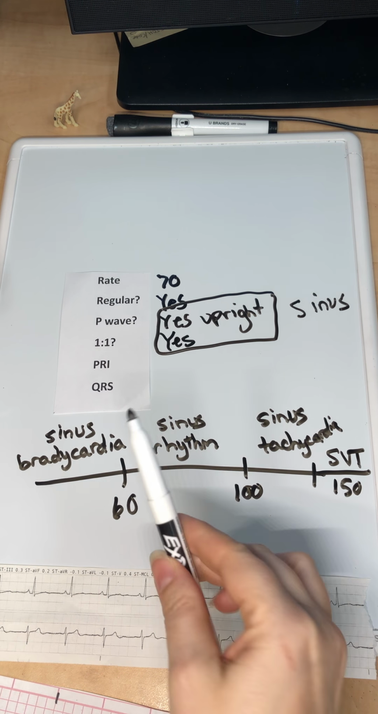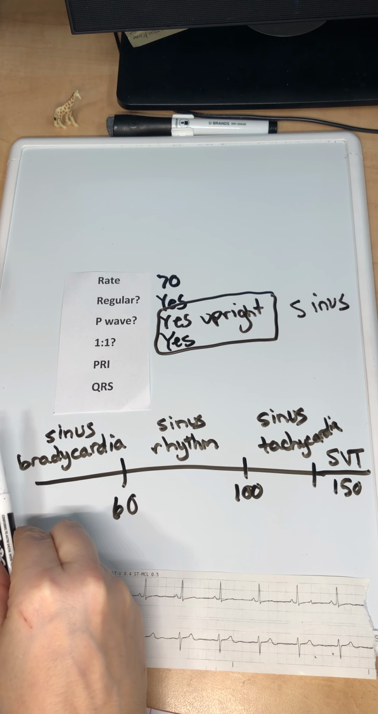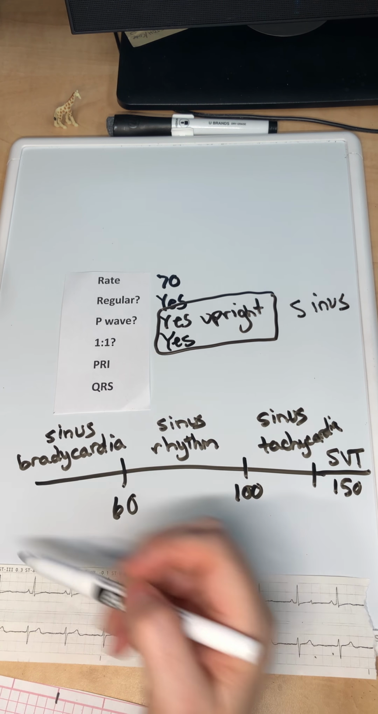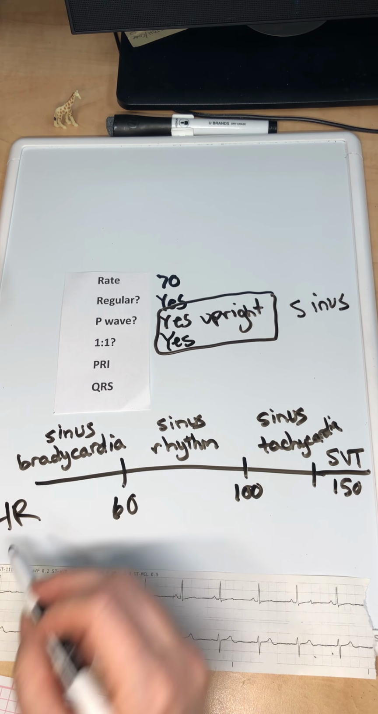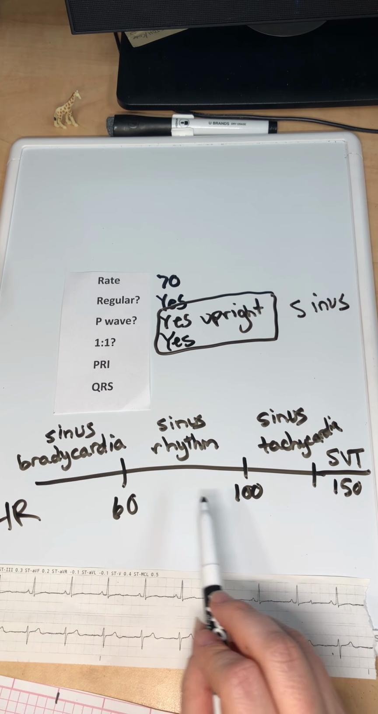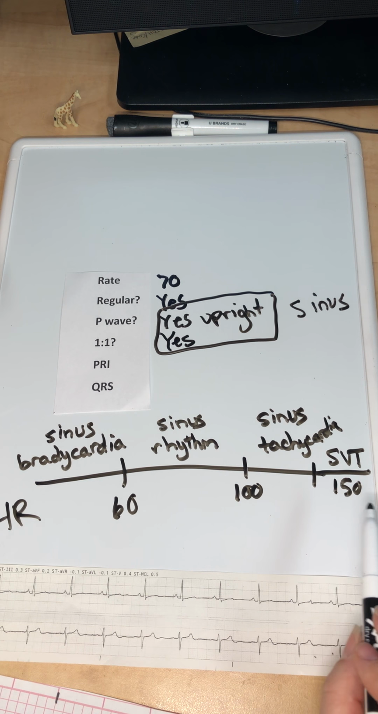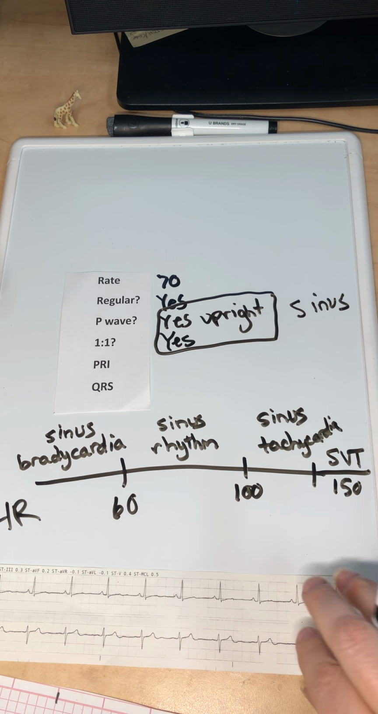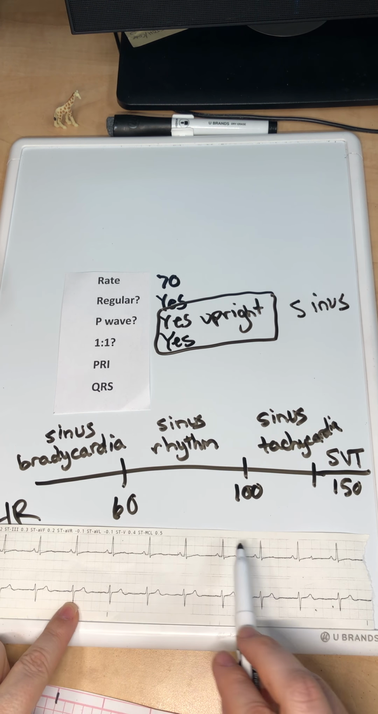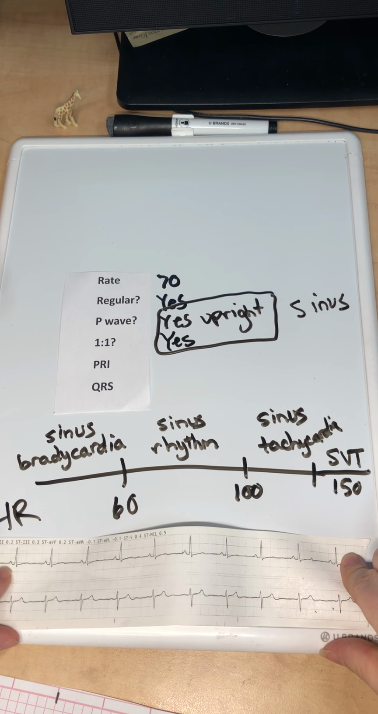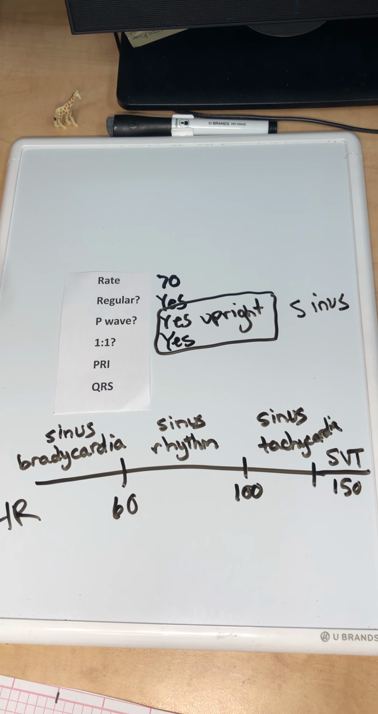But I just wanted you to see that sinus brady is heart rates down here. These are all heart rates. Sinus rhythm is between these 2 heart rates. Sinus tachycardia is between these 2 heart rates, and then SVT is up in this area here. So this one here, we decided the heart rate is 70, so it's sinus rhythm. Okay, good.